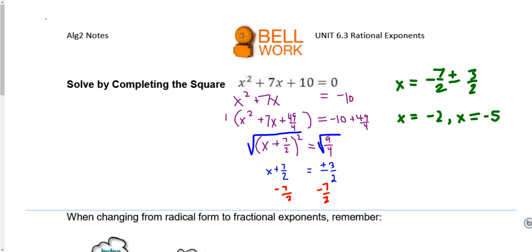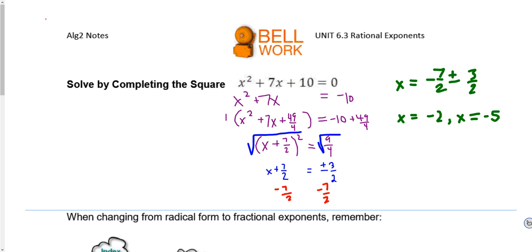So you take the 7 and divide it by 2, so that gives you 7 over 2. Then you square it, and that gives you 49 over 4. But we made the 49 over 4. That wasn't part of the original problem. So to balance it out, we have to add 49 over 4 to the other side also. So that just gives you 9 over 4. And then to solve it, you square root. Square root causes the 2 to cancel. And then you subtract the 7 over 2 over to get x by itself.